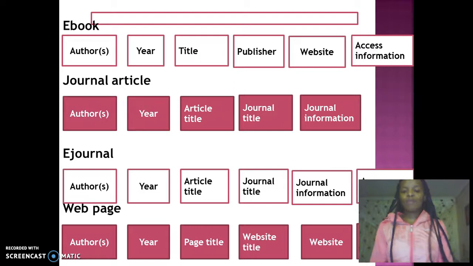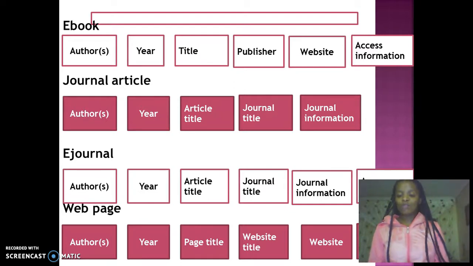In terms of journal information, what do I mean? I mean the volume, which volume it was, and the page numbers. You always include page numbers in the end list of a journal article.